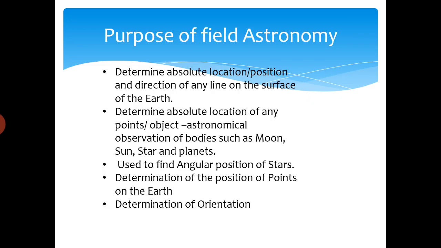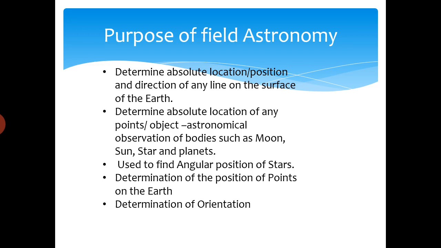So the purpose of field astronomy is to give the position or location of any line on the surface of the earth with respect to the celestial bodies. Next, determination of absolute location of the celestial bodies such as sun, star, planets, moon.